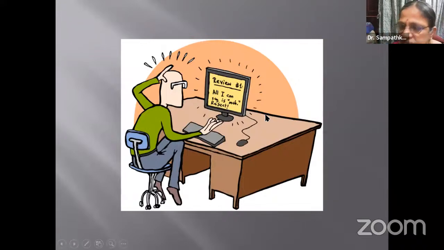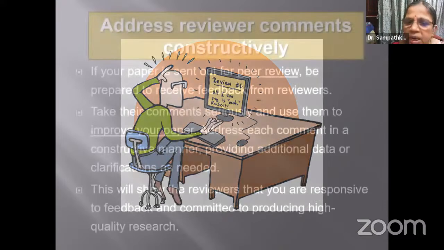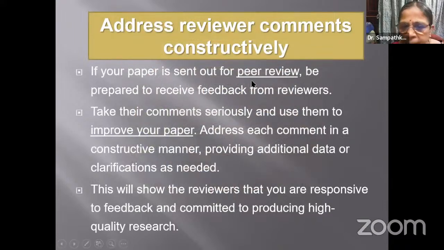If the peer reviewer is telling you to take the references from the last 5 years only, or that the language is not good and has to be modified, or if some opinions or questions are given by the peer reviewer, you clarify those questions and submit the article again. Then the reviewer comments. If your paper is sent out for peer review, be prepared for feedback from the peer reviewers, take their comments seriously and use them to improve your paper. It is only the reviewer's opinion that helps us improve our paper. Address each comment, providing additional data or clarification as needed.